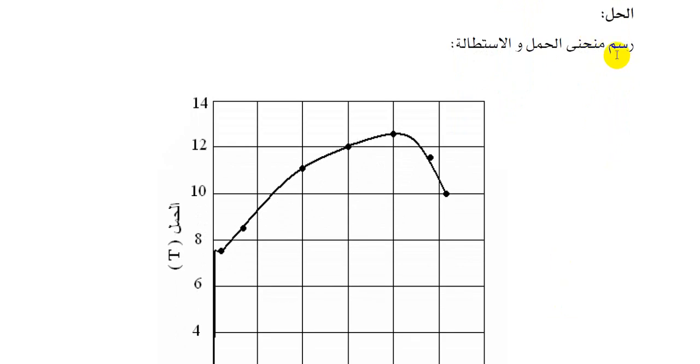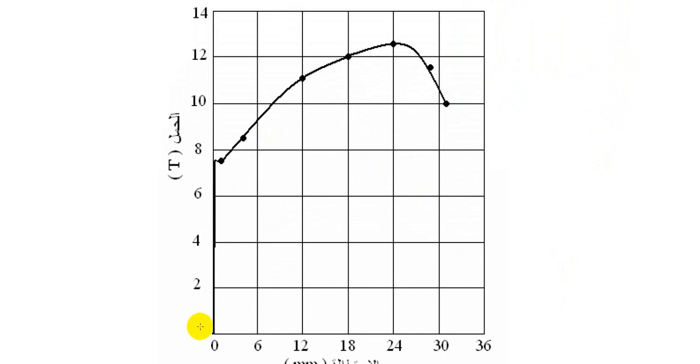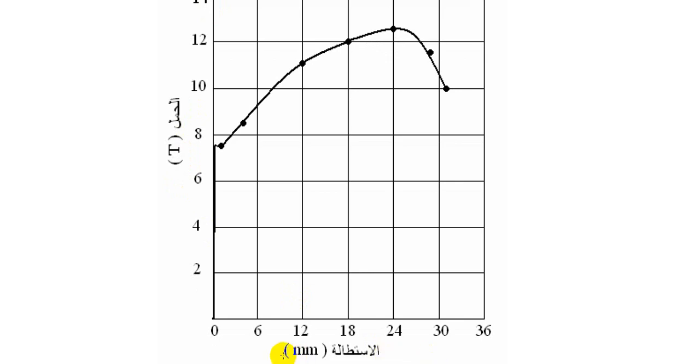This is the graphical representation, the sketch of the load and extension diagram. As you can see right in front of you, the load extension diagram for the table grouped as follows, for the 10, 12 and 14 values. The load is measured by the ton, and the extension is measured by the millimeter, as you can see here.